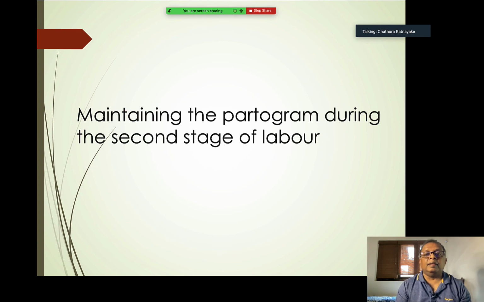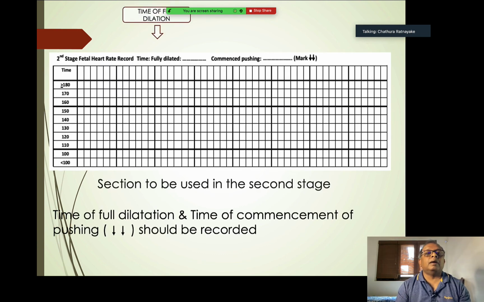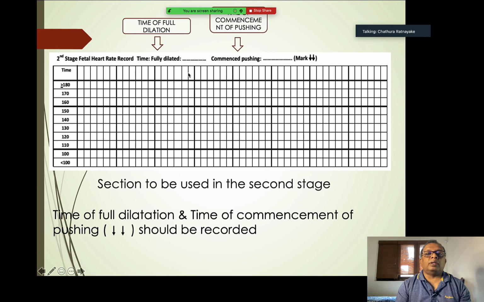And then the second stage, you note down the time of full dilatation, commencement of pushing, and then you mark the pushing with this arrow. Okay.